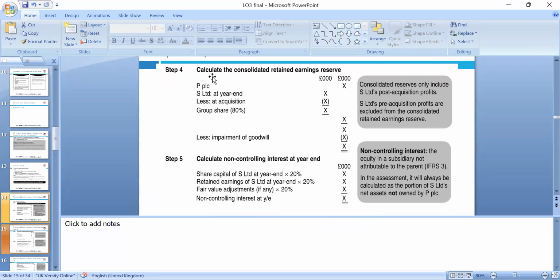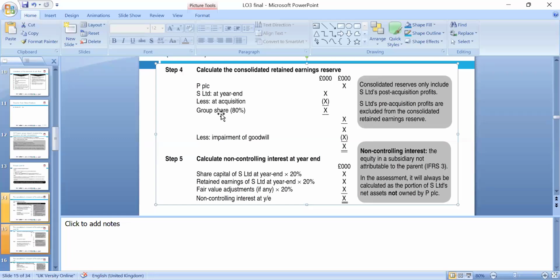Okay, so calculate, then we consolidate retained earnings. We always take 100% of the parent's retained earnings, plus, after the date of acquisition, the income of the subsidiary company, of which we need a percentage, which is 80%, less the at-acquisition group share. So anything before acquisition, we can minus those.